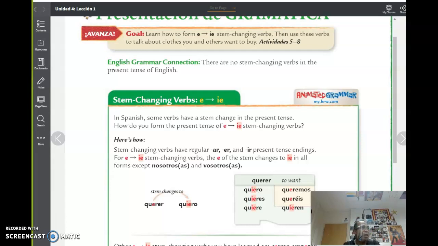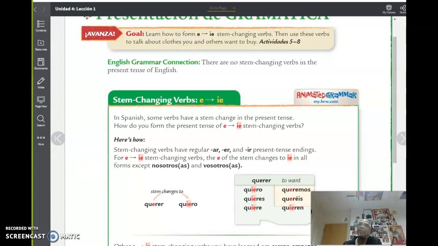Verbs like E to IE. It is a stem change, absolutely. It's more of an addition, right? You add an I to it, pretty much. So, in Spanish, some verbs have the stem change in the present tense. Now, in English, there is none. We don't have any stem changes, but in Spanish, there are some, okay?